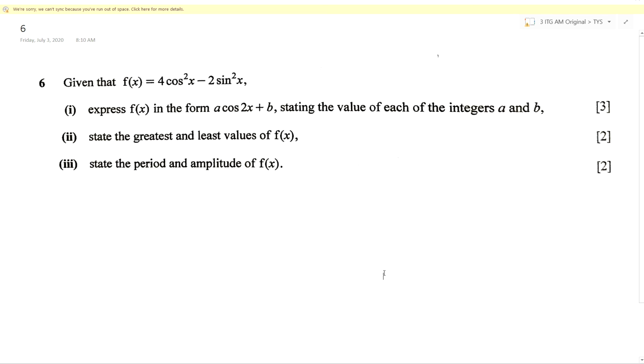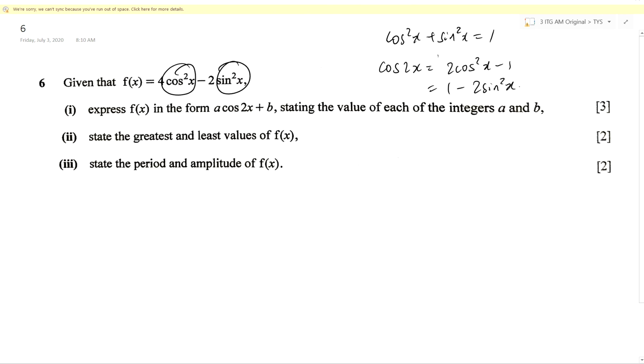For cosine squared x minus 2 sine squared x. Cosine squared, sine squared, immediately you must think of your trigo identities. Cosine squared x plus sine squared x equals 1. Cosine 2x equals 2 cosine squared x minus 1, which equals 1 minus 2 sine squared x. You have to think about all these things. Express it in this form.